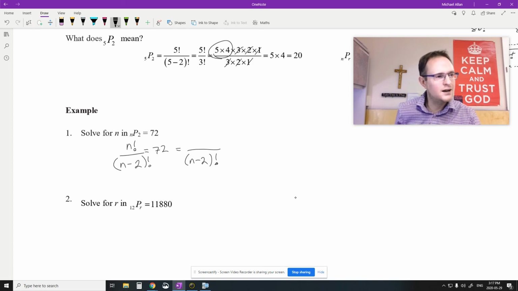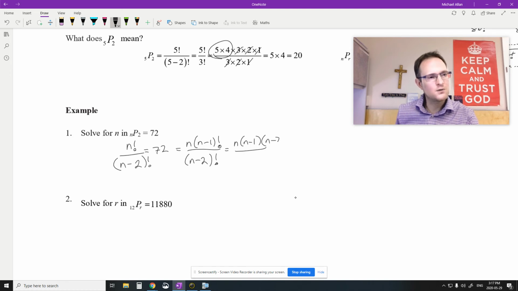So out of n and n minus 2, n is the bigger one. So this is going to expand to n times n minus 1 factorial. Those are not the same. n is a number. n minus 1 and n minus 2 are totally different numbers. So that's not going to reduce out. So I'm going to continue expanding.